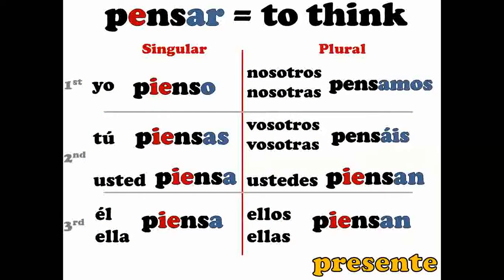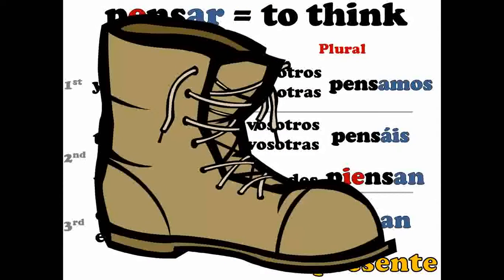All right, and there are other examples of this like pensar, to think: pienso, piensas, piensa, pensamos, pensáis, and piensan. So, for example, if you want to say she thinks, you'd say ella piensa, not pensa. All right, piensa. And it changes in the form of a boot.